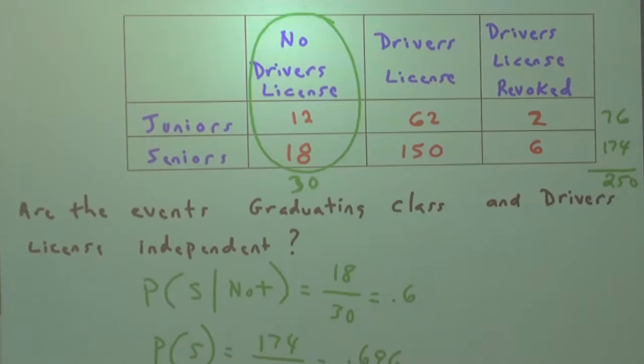So because those two probabilities are not equal, that tells us that these two events are not independent of each other. There's a dependency here. They're not mutually exclusive, but they're just not independent. So that's how we keep the two things straight and how we test for independence.